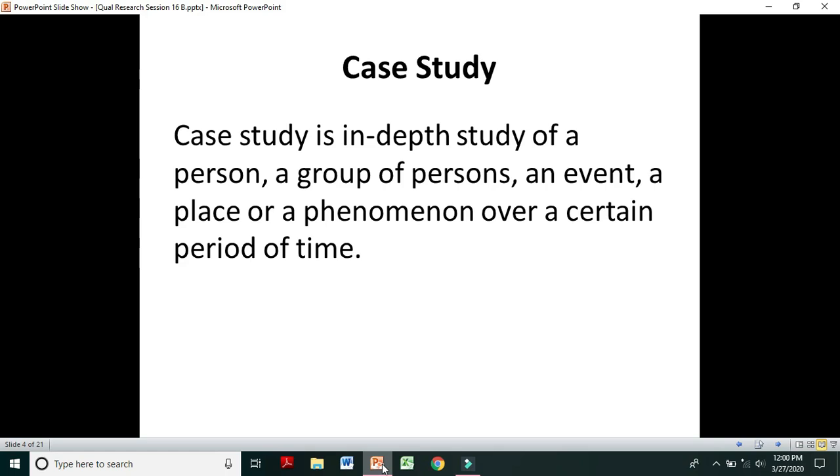And this definition indicates that case study is time bound. It is contextual in nature, it is time bound, it is space bound also. So case study is basically an in-depth study.